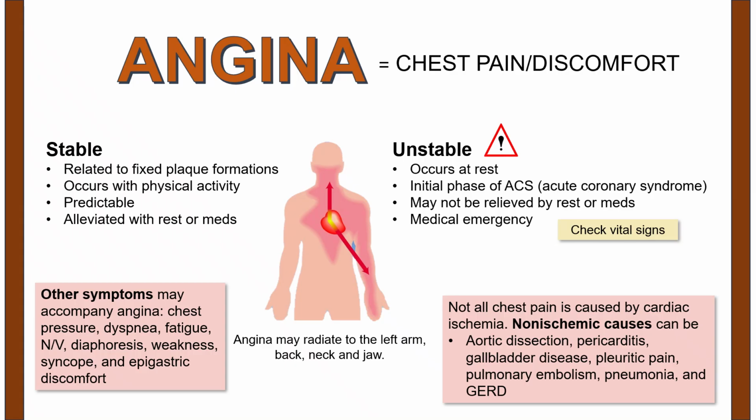So what is angina? Angina is chest pain or chest discomfort. We have stable and unstable. So stable means that the artery has plaque, it has narrowed, but they're fixed. It's just they're narrowed, but they're fixed. This type of chest pain discomfort occurs with physical activity, and it is predictable.